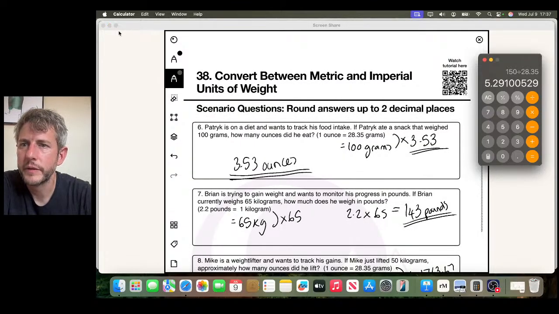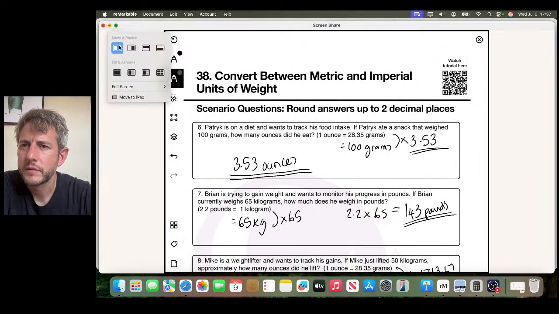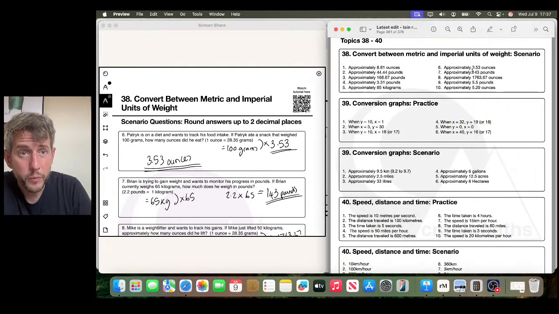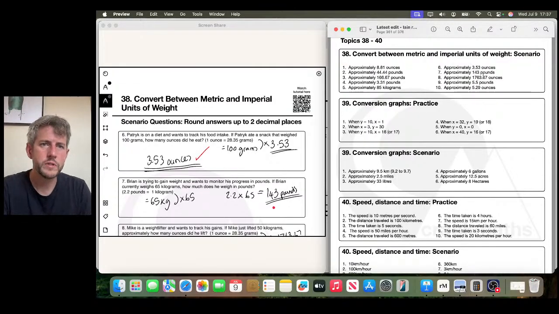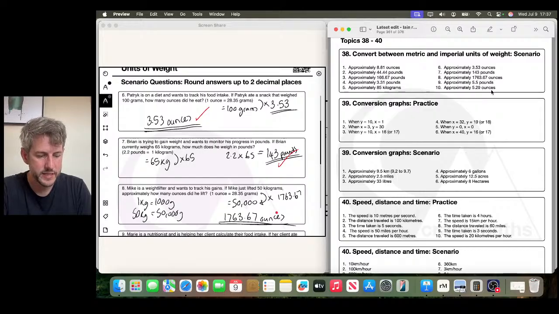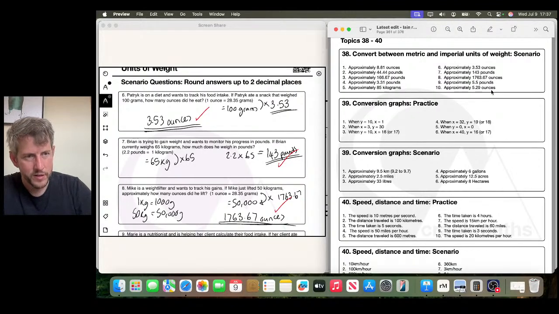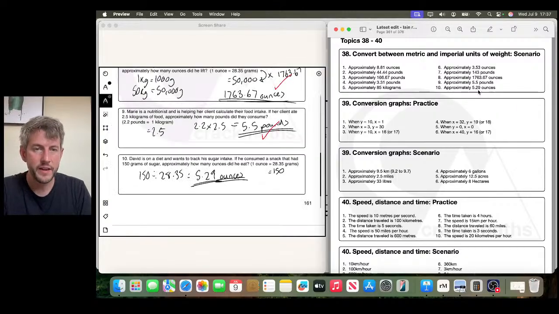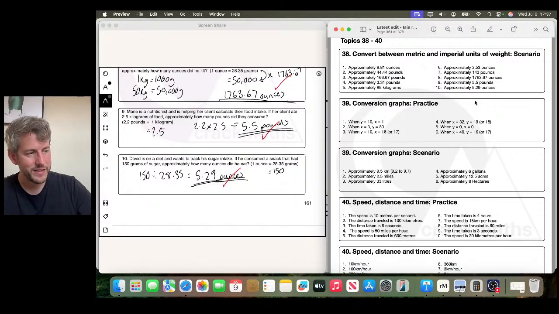Okay, so here we go. Right, 3.53 ounces, perfect. 143 pounds, great. 1,763.67 ounces. Yeah, that's right. And then 5.5 pounds. Yeah, perfect. And then 5.29 ounces. Wonderful. So that's correct as well.